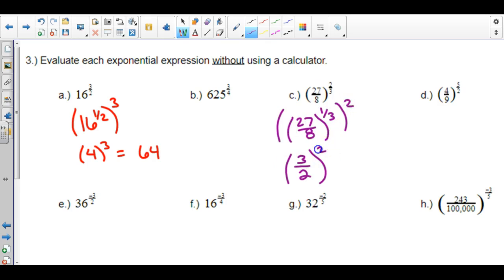This 2 still needs to come down as an exponent. So now we can use our power to a power rule, and I can take the 3 and square it to get 9, and I can take the 2 and square it and get 4.